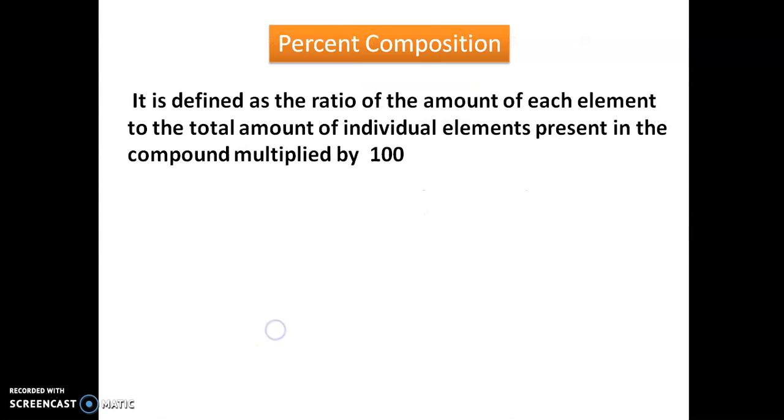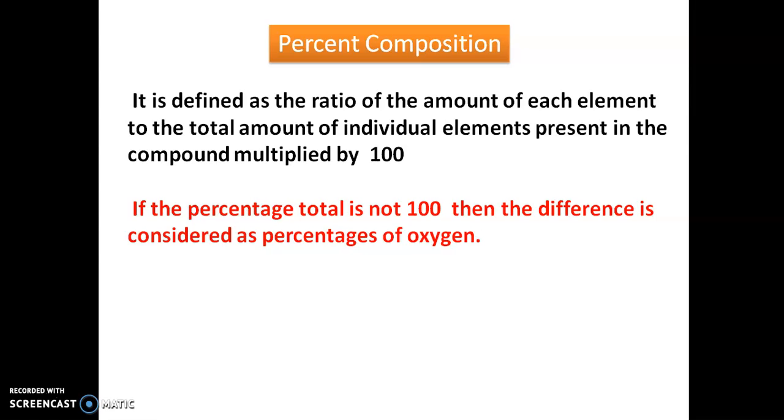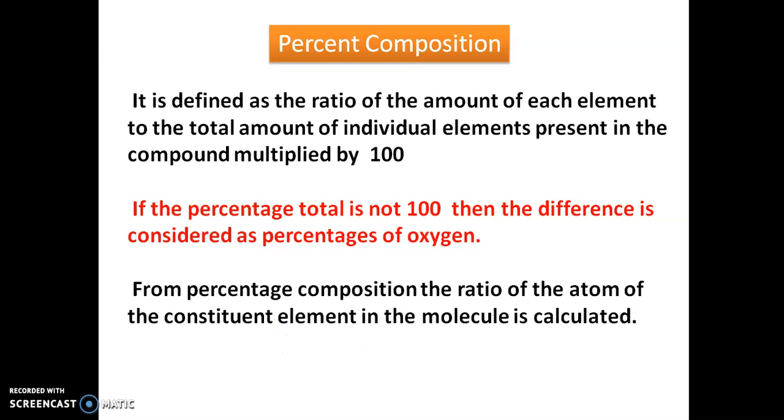Now we see the percent composition. It is defined as the ratio of the amount of each element to the total amount of individual elements which are present in the compound, multiplied by 100. This is the point you have to remember: if the percentage total is not 100, then the difference is considered as percentage of oxygen. From percentage composition, the ratio of the atoms of the constituent elements in the molecule is to be calculated.